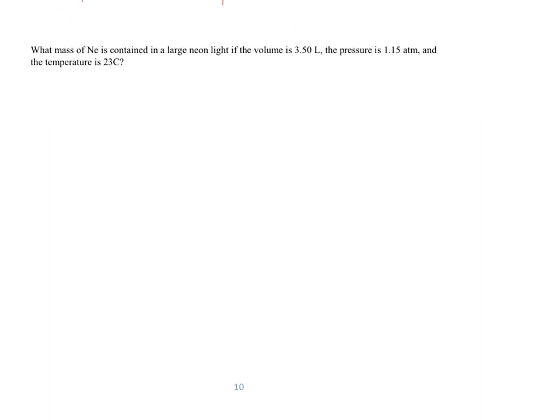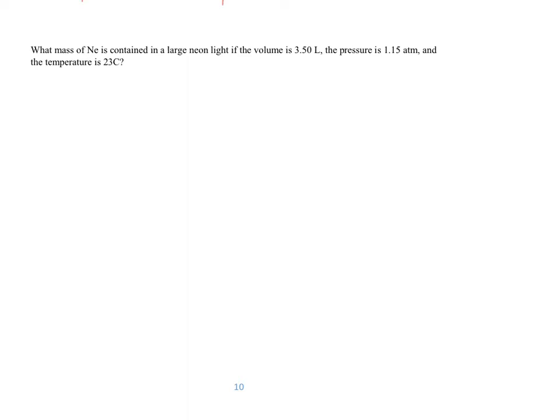What mass of neon is contained in a large neon light if the volume is 3.50 liters, the pressure is 1.15 atmospheres, and the temperature is 23 degrees Celsius? So notice, first of all, that there aren't any changes to the conditions in this problem, right? We're just given a series of parameters, and none of them change.